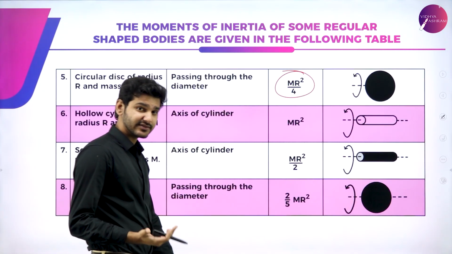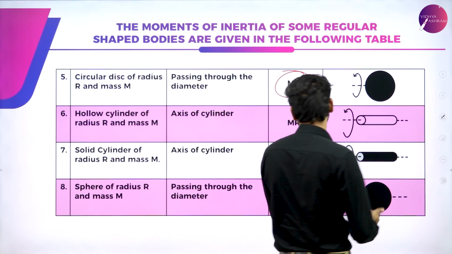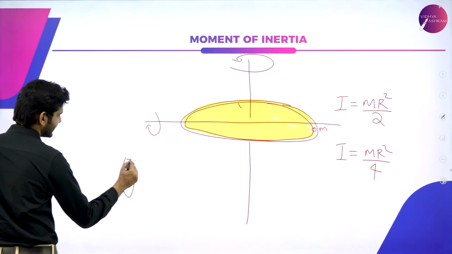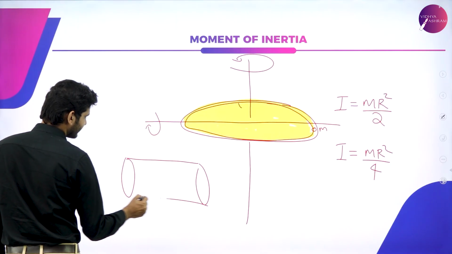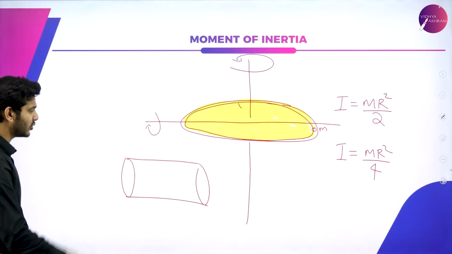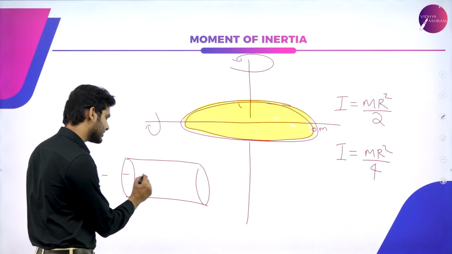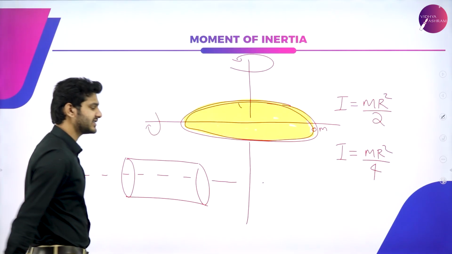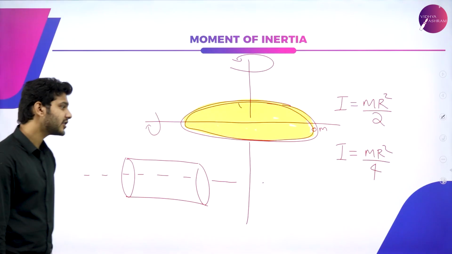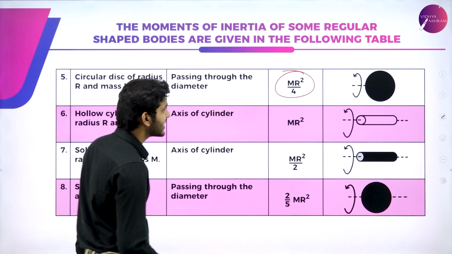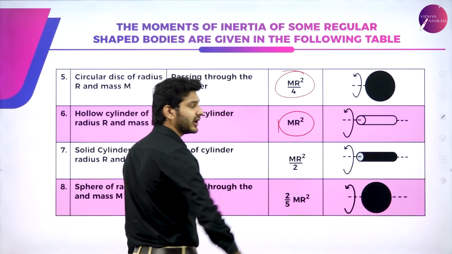Now, the last thing we have to study is a cylinder. Let's imagine a flute with no holes in it. So that particular object, and the axis of symmetry is like this. This is the axis of symmetry. For that particular case, we can say that it will be MR².